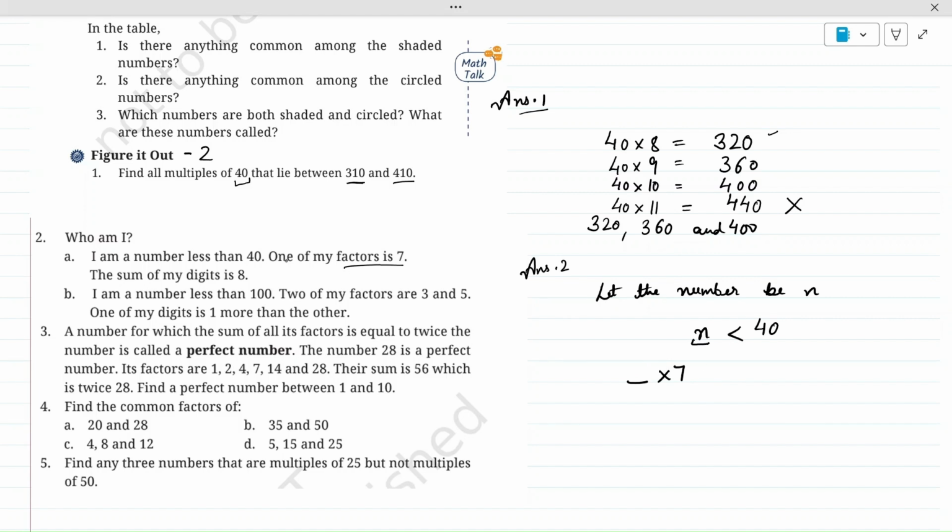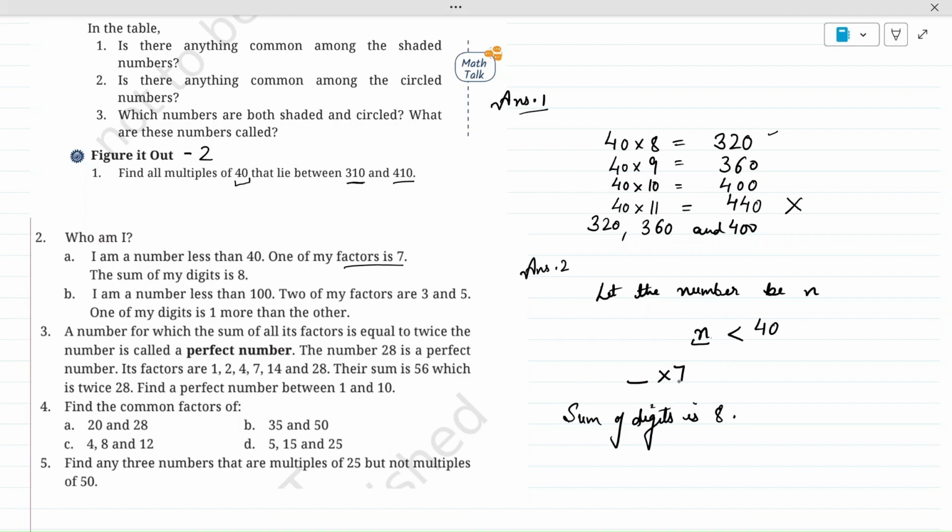And the sum of my digits is 8. That means if we add the digits which are there in n, it will give me 8. The sum of digits is 8. Now what we have to do is find out who I am, what is my value. So kids, let's do this.